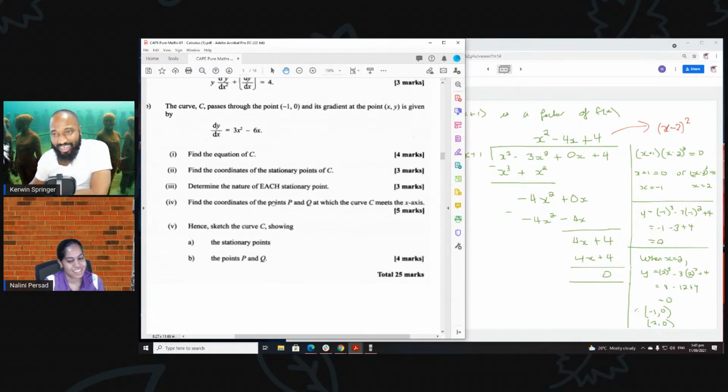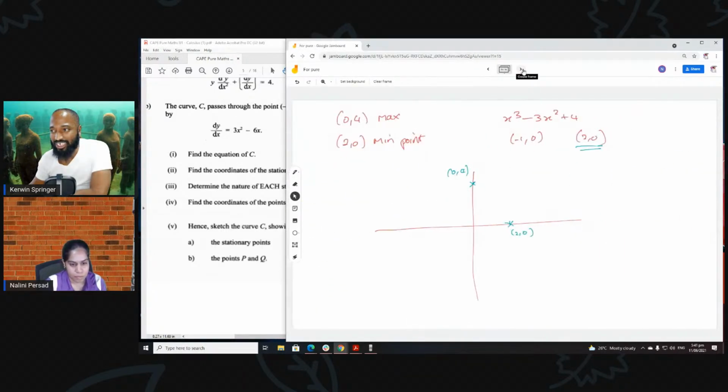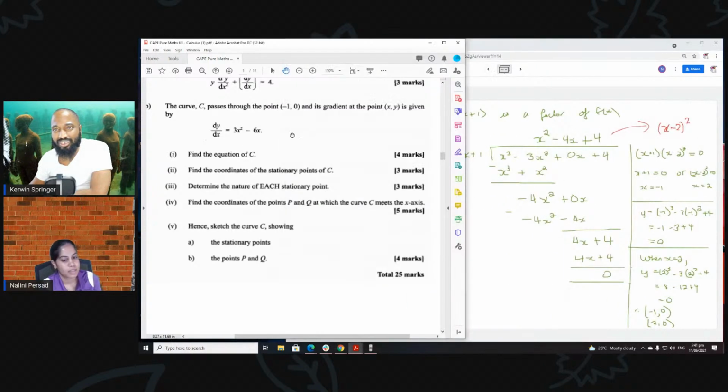You could say, well, there's a minimum point at (2, 0), and this is actually meeting the x-axis at (2, 0), and we already established that. And the question was given that (-1, 0) is a point. So yes, they give you the two answers by the time you reach there.